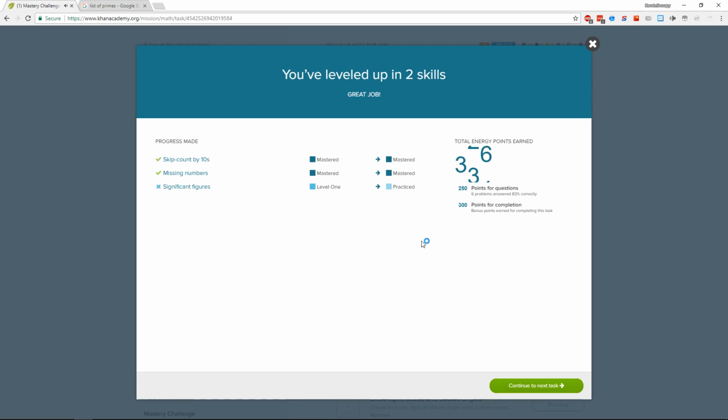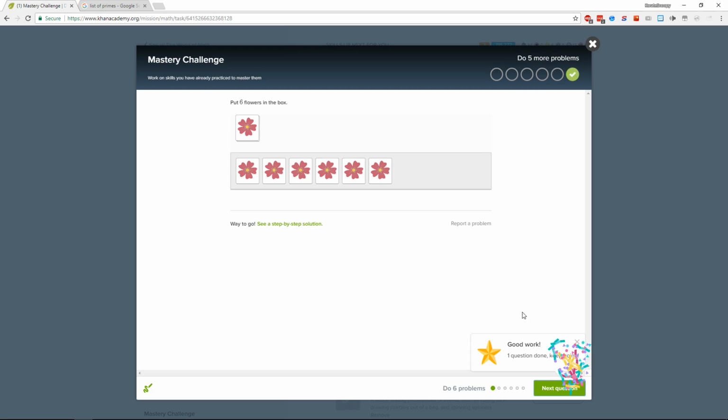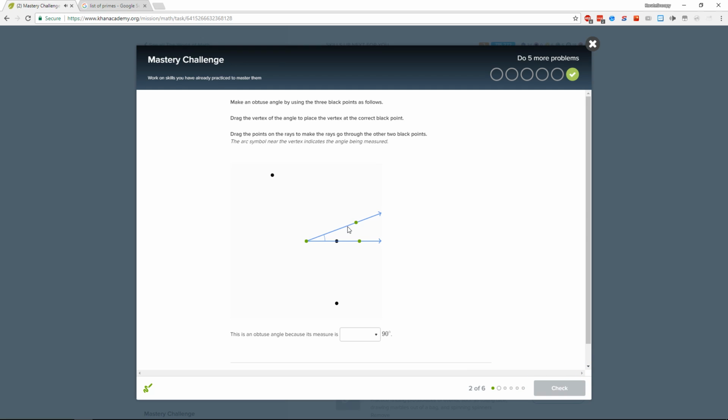All right. Divisibility got to level 2. Significant figures. Totally suck on significant figures. Put 6 flowers in the box. I can do that. Yeah. Make an obtuse angle. Greater than.